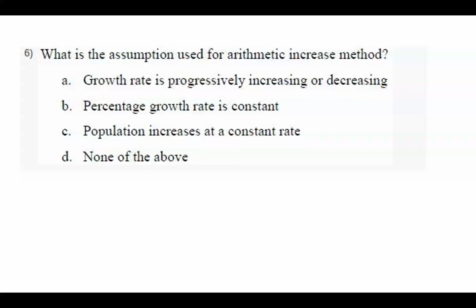The options are: growth rate is progressively increasing or decreasing, percentage growth is constant, population increases at constant rate, or D, none of the above. Which one is the assumption used for the arithmetic increase method? Option C, right answer. Population increases at constant rate.